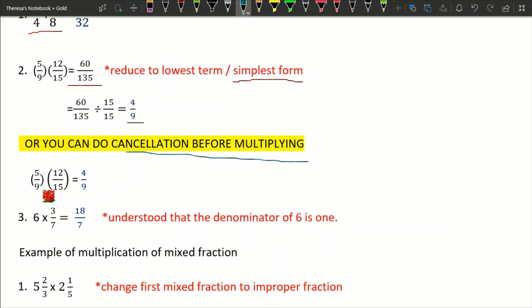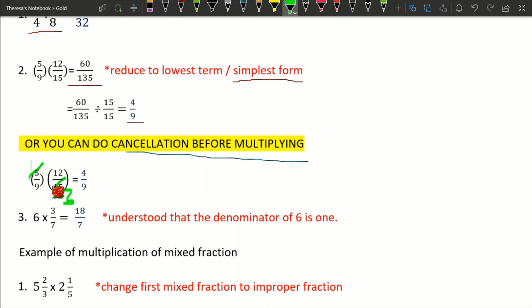So, we have 5 over 9 and 12 over 15. Napansin nyo, si 5 at si 15, pareho silang divisible ng 5. Alright? So, i-cancel out natin si 5. Cancel out si 5 and cancel out si 15 here. So, 5 divided by 5, ibig sabihin, ito ay 1. And then here, si 15 divided by 5, 3 na lang siya.